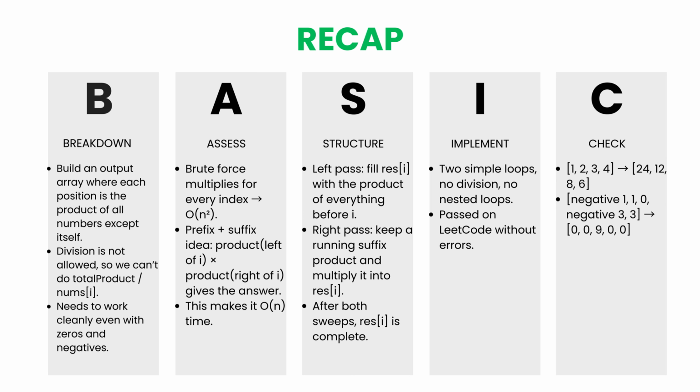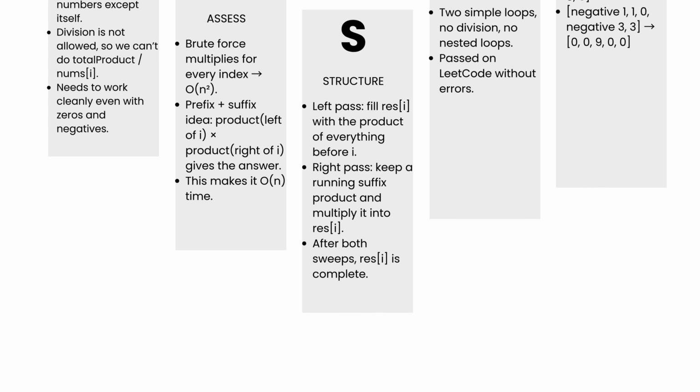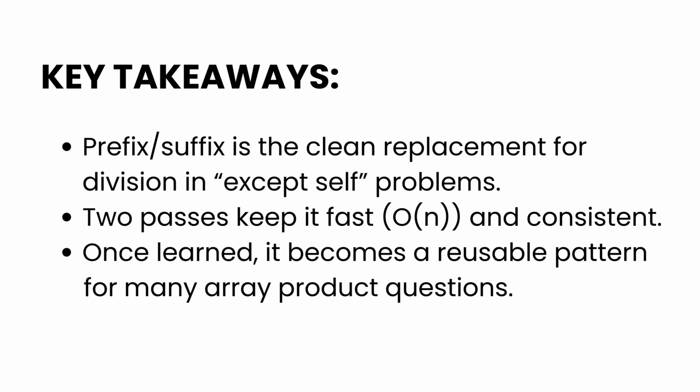We confirmed correctness using LeetCode test cases. For 1, 2, 3, 4, the output matched 24, 12, 8, 6. For -1, 1, 0, -3, 3, the output matched 0, 0, 9, 0, 0. These checks validated both the logic and the efficiency. The main takeaway is that you can get powerful results with simple patterns. Prefix and suffix thinking replaces division and brute force with a clean, scalable approach, and once you recognize that pattern, it becomes a tool you can reuse across many array problems.